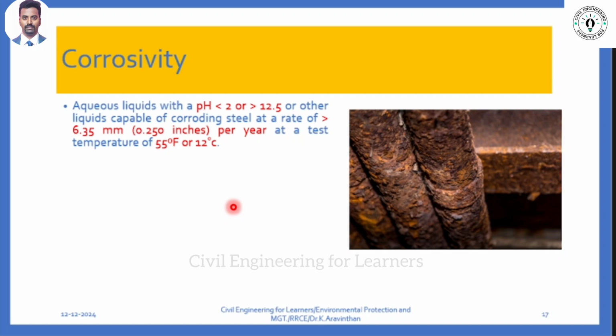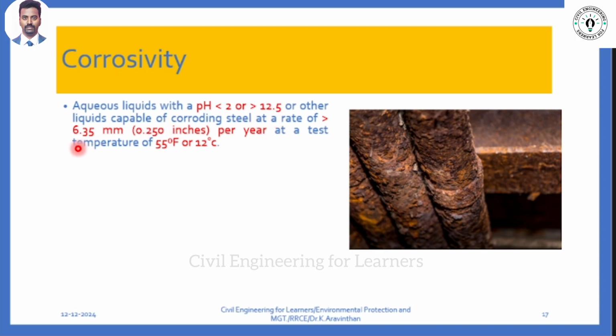Second thing is corrosivity. The metal near the seashore slowly starts to corrode. If your liquid has pH less than 2, it is called a strong acid. Less than 7 is called acid, but if certain liquids are less than 2, then it is called corrosive in nature, and also more than 12.5. So up to 14 you can have pH. If pH level crosses 7, it is said to be base. So in base, more than 12.5 is the strongest base.